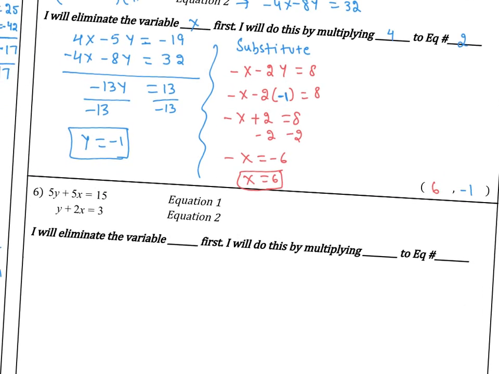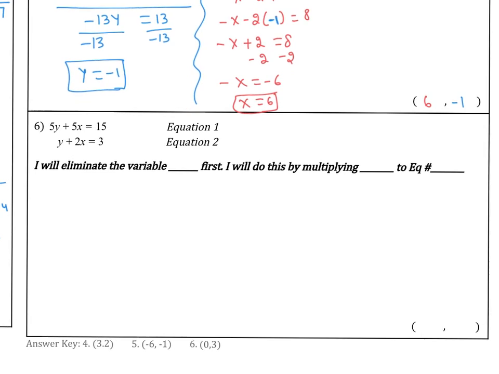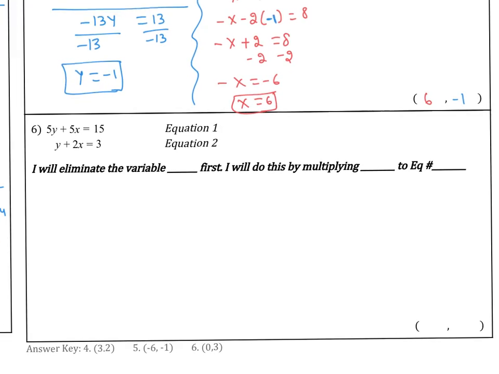And now I'm going to do example number 6 here. For example number 6, I'm going to eliminate the variable y. And to do that, I'm going to multiply negative 5 to equation number 2. So when I multiplied the equation number 2 with negative 5, I got negative 5y. Negative 5 times 2 is negative 10x. And negative 5 times 3 is negative 15.